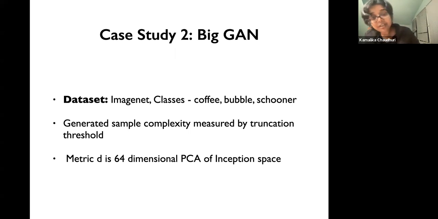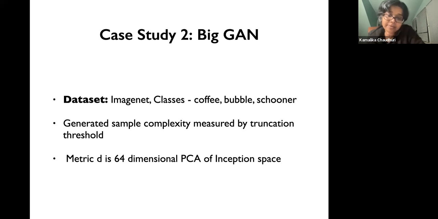As a metric, we took the 64-dimensional PCA of Inception space. The Inception metric is one of the common metrics that people use. This is basically the feature space of a neural network of a particular architecture that has been trained on ImageNet.